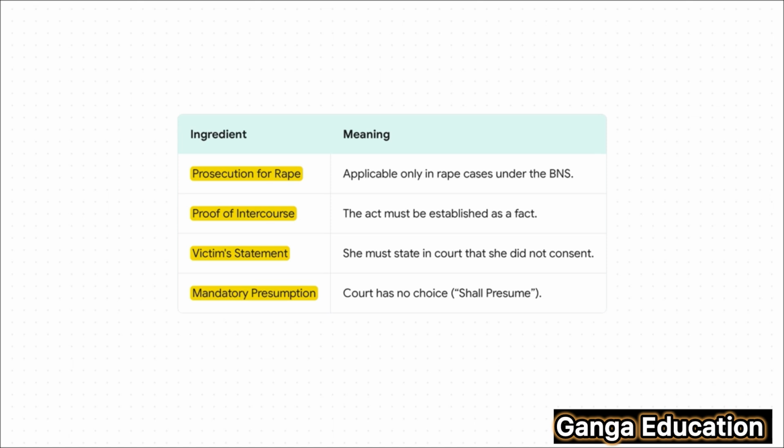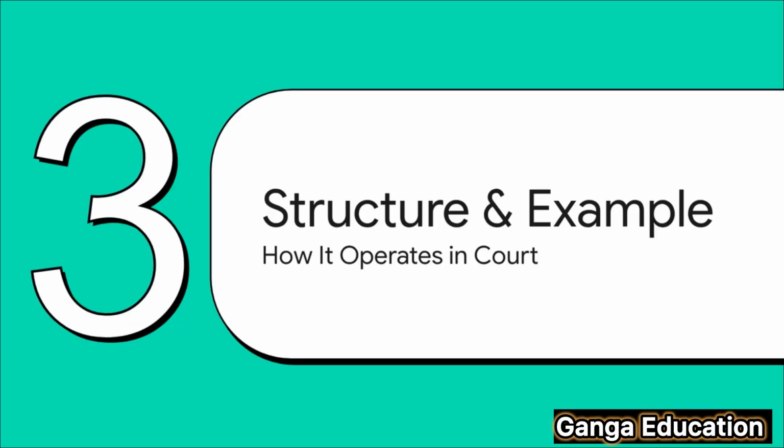That phrase, shall presume, is everything. It leaves 0 room for the judge's discretion. It's a command. So, how do all these ingredients actually work together in a real courtroom? Well, they create a very logical sequence that the court has to follow. Let's move to the next slide and see exactly how this unfolds step by step.